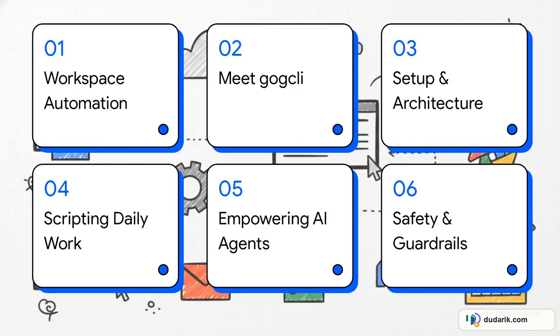Okay, let's dive into this and lay out our roadmap. 1. The workspace automation problem. 2. Meet gogcli, the terminal adapter. 3. Core setup and architecture. 4. Scripting your daily work. 5. Empowering OpenClaw AI agents. And finally, 6. Safety, guardrails, and profiles.